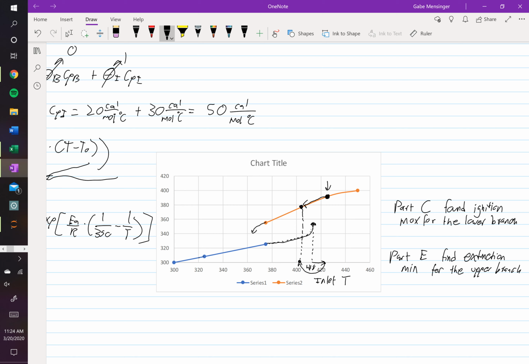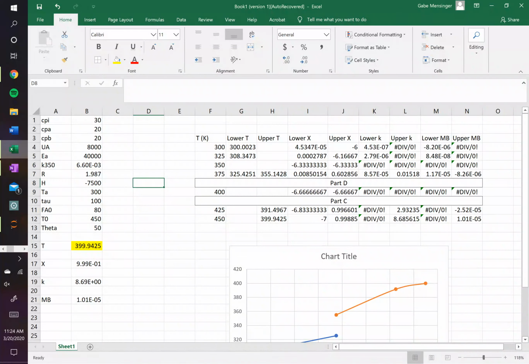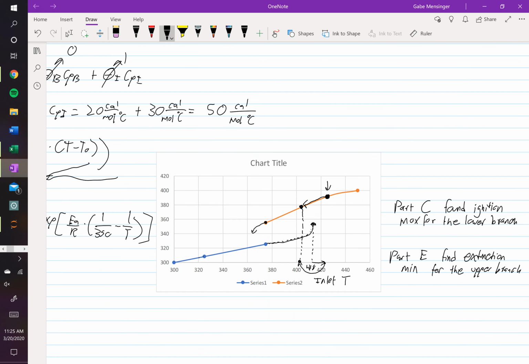I've just arbitrarily chosen this 375 as a point, but looking just at the conversion, going from 425 to 375, there's a big jump of almost 39% conversion. So you can see that extinction is starting to happen. It hasn't quite happened yet because that's not quite the minimum yet. We can actually go lower. But you can see extinction starting to occur.